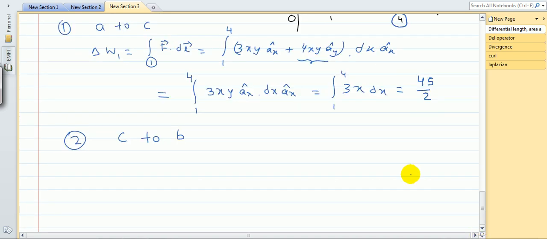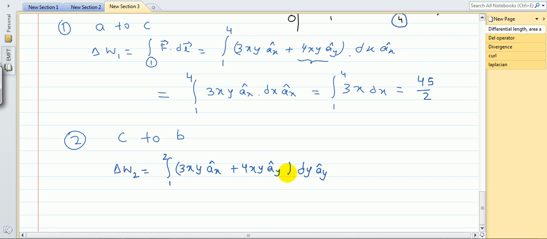So we can use this. We will write it as, suppose delta W2 is equal to the integral of F dot dl, where F is 3xy ax cap plus 4xy ay cap, and the differential length here will be dy ay cap, and the limits of y are 1 to 2.